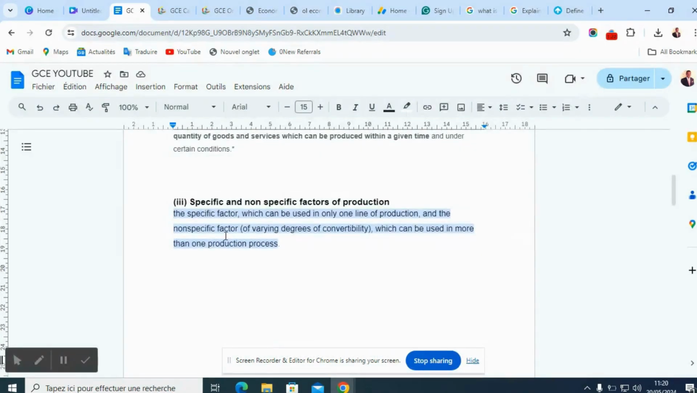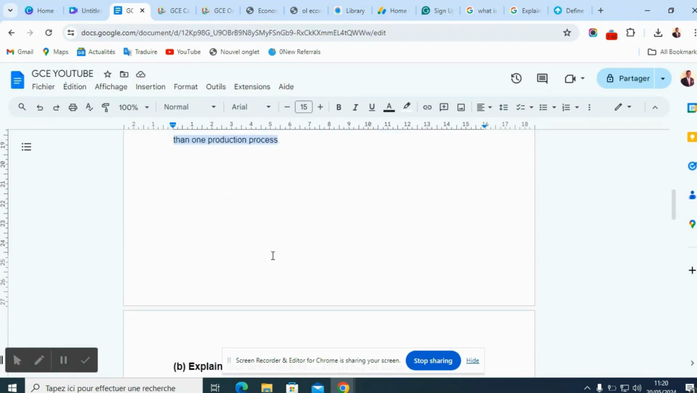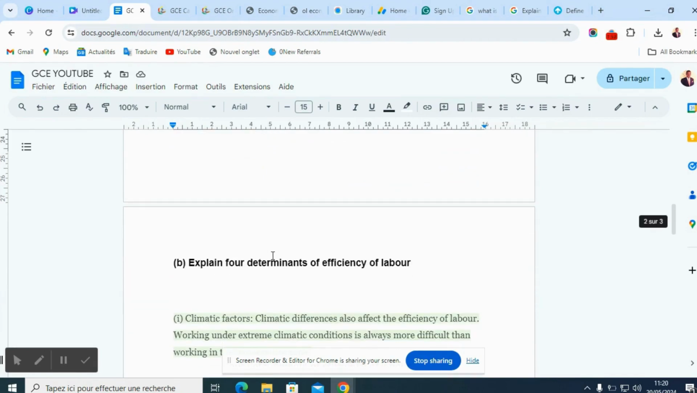Now, specific and non-specific factors of production. The specific factor can be used in only one line of production, and the non-specific factor, of varying degrees of adaptability, can be used in more than one production process. So a specific factor can only be used in one line of production, while non-specific factors of production can be used in multiple areas of production or processes.